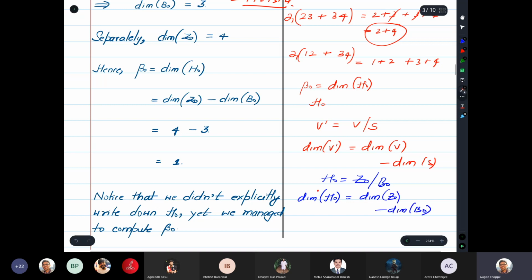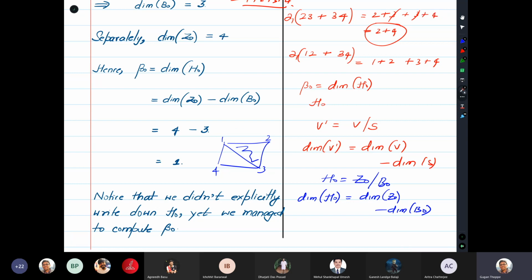So this is what we can use now to compute our zeroth Betti number. We have computed the dimension of Z0, this is 4, and the dimension of B0 we have computed to be 3, and the difference turns out to be 1. So for the simplicial complex that we saw, recall, beta 0 turns out to be 1.